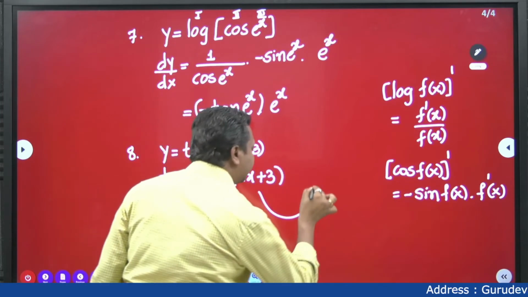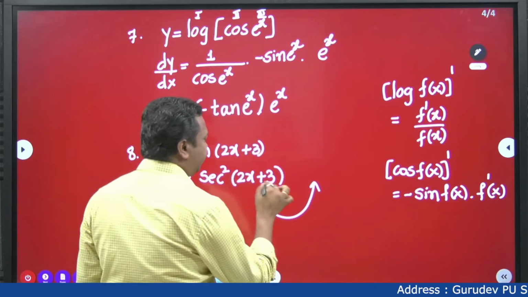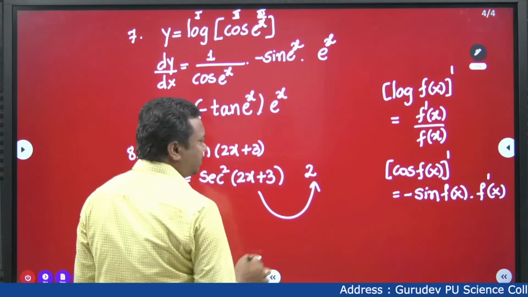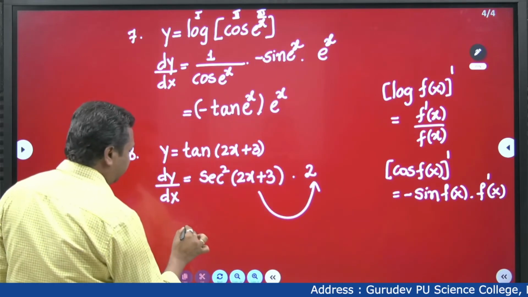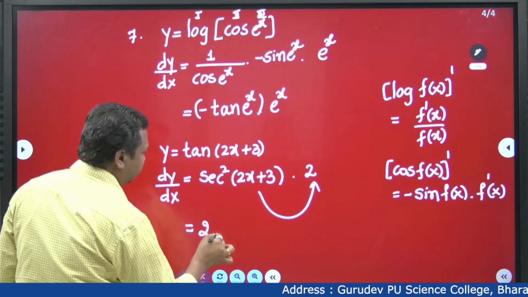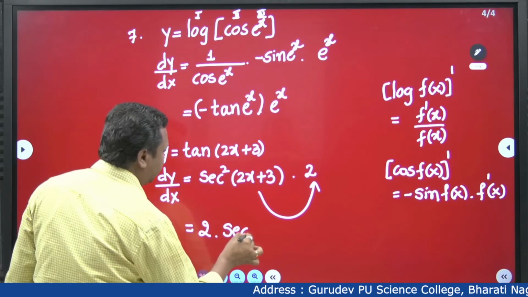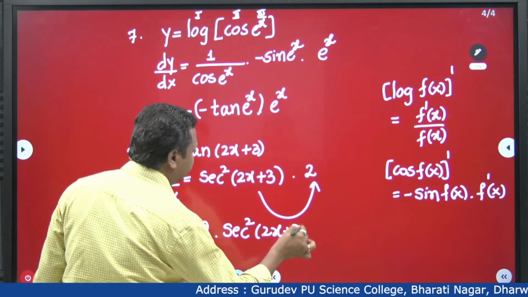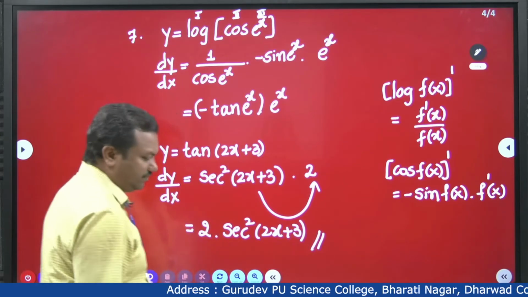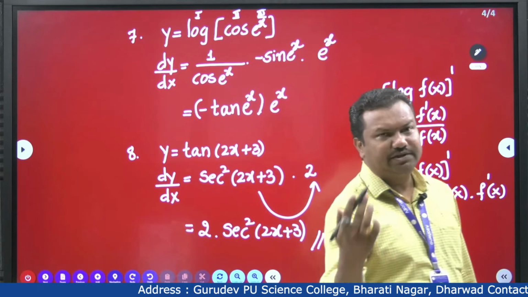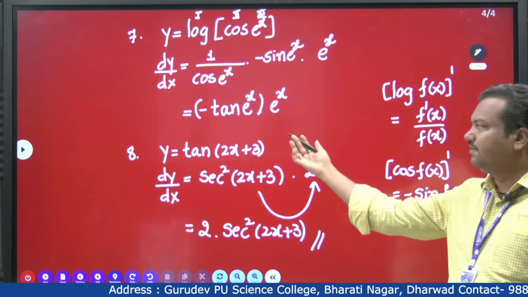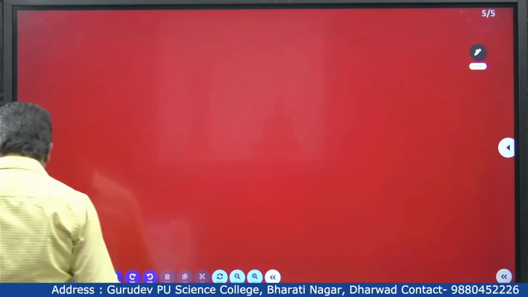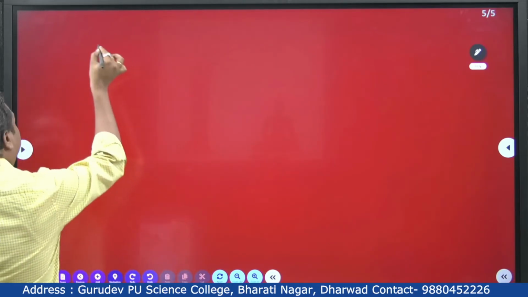That is the differentiation of 2x plus 3. What is the differentiation of 2x plus 3? It is absolutely 2, because the differentiation of a constant is 0. So how will you finalize this result? 2 secant square 2x plus 3 is the result. Clear? So simple a question. Once again, here we have chain differentiation.